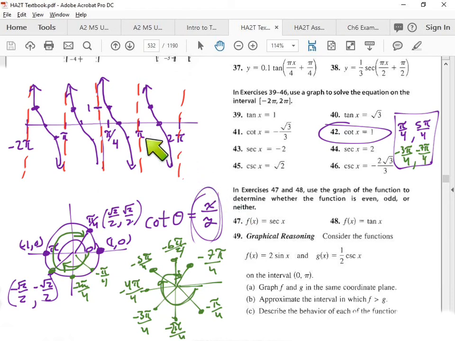Nobody brought this up, so I'm going to go ahead and do it. If I go from here to this point, what is the horizontal distance? It's pi, because the period is pi for cotangent. So I could have just taken pi over 4 and subtracted pi, and I would have gotten negative 3 pi over 4. Then I subtract pi again, and I would have gotten negative 7 pi over 4. Another way to get the answer. You like that, huh?